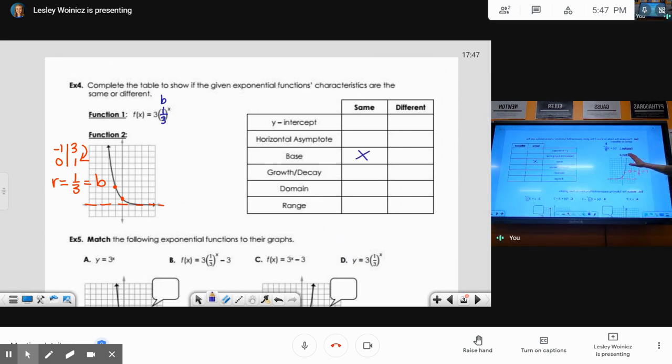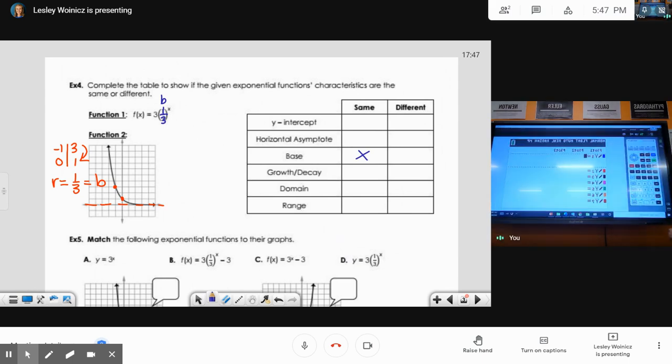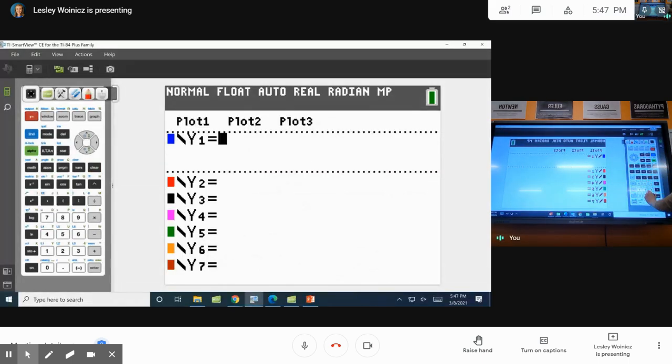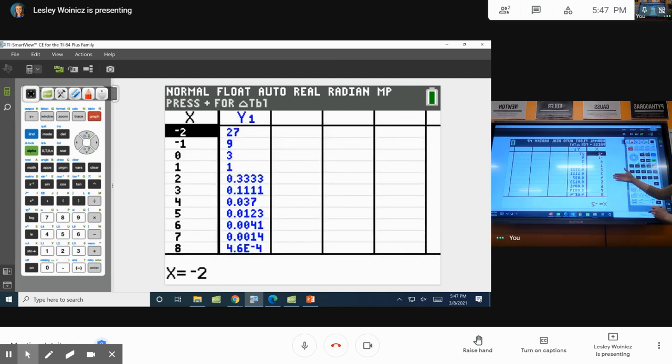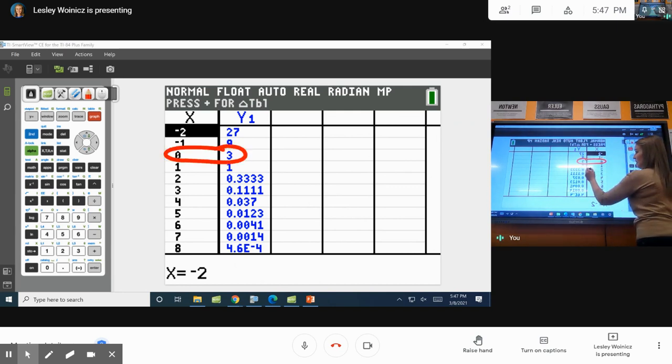Okay, if I put function 1 in the calculator, y equals 3 times (1/3)^x, and then I get my little table. I'm going to copy down this table, and notice the important information here. I have a y-intercept, and I can see that as my x's get bigger, I'm getting closer and closer to 0 for my y's. I don't actually get to 0, I just get close.